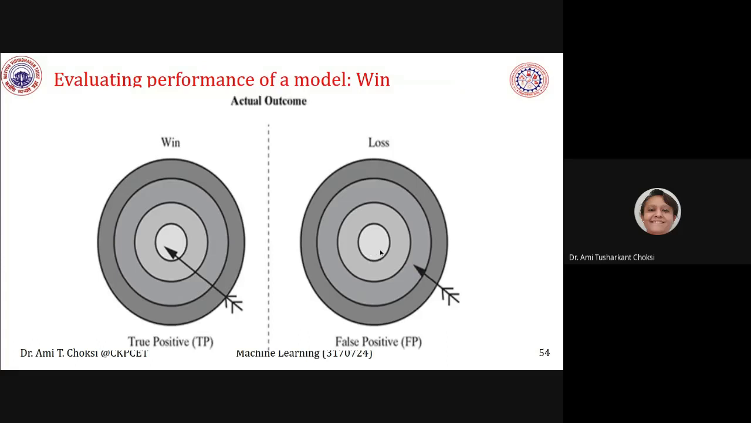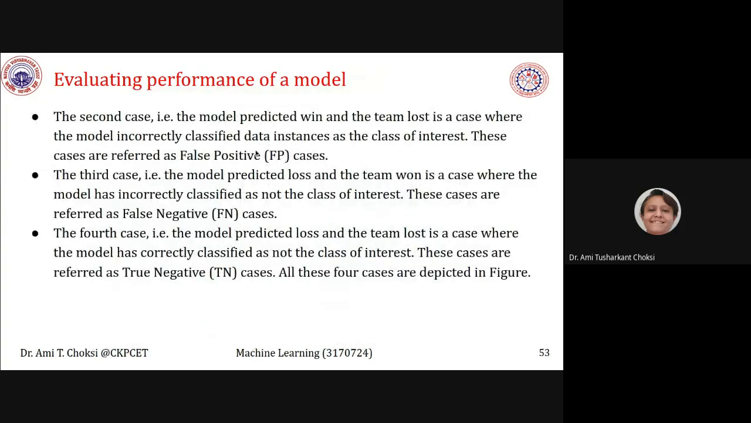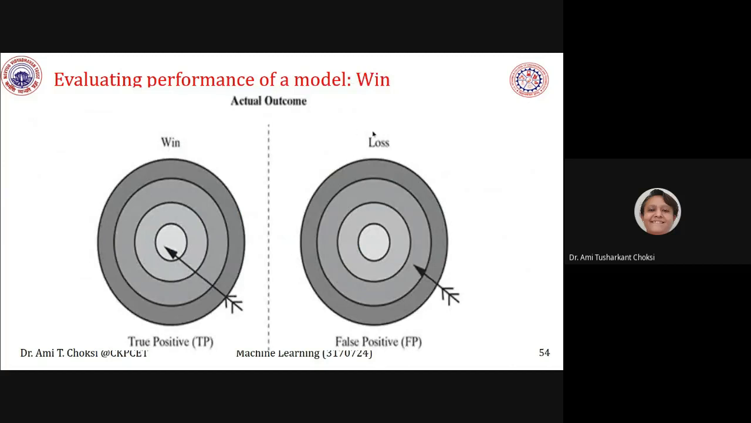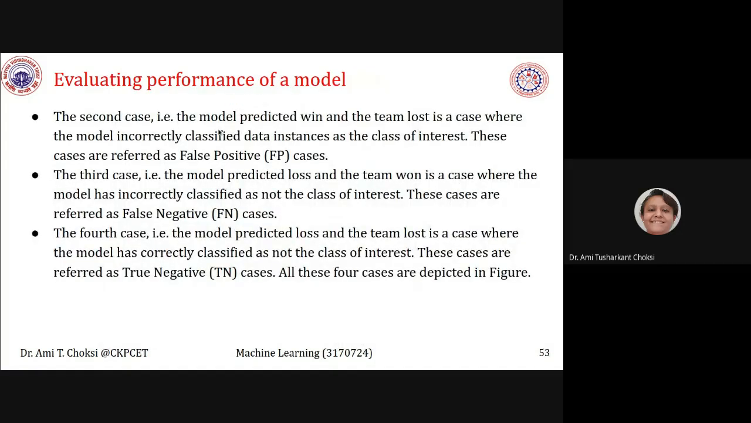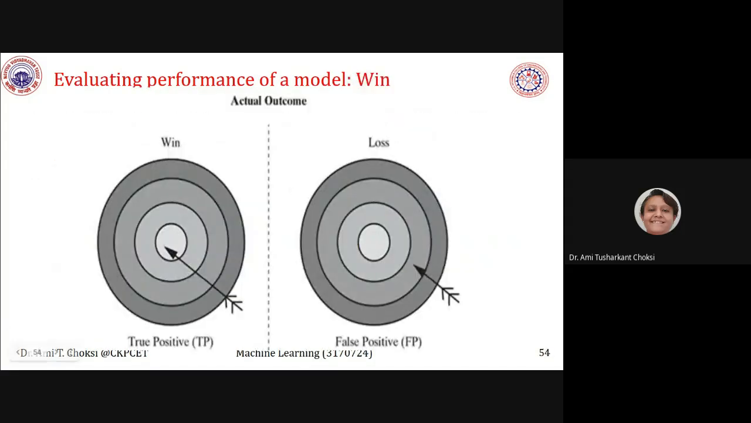No, it should be model predicted win, right? So it should be win and actually loss, right? Yeah, actual outcome is only there, right? So actual outcome is loss, but model predicted win. Here, these two cases are of win. Okay, these two cases are win.